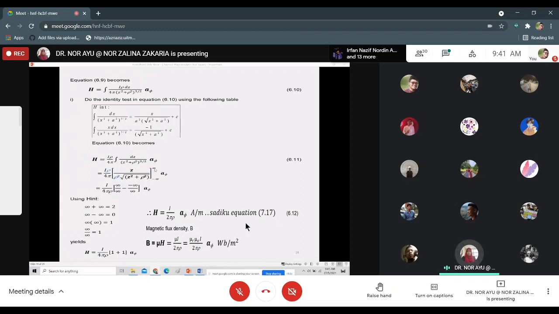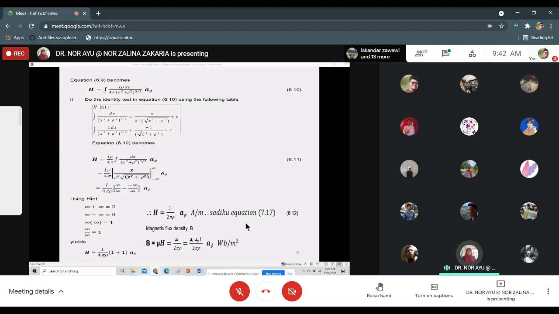And because we know that this line is starting from negative infinity to infinity, as they mentioned earlier, it is an infinite line current. So it is negative infinity to infinity. When you substitute it in, this will be 1 plus 1, which becomes 2. So from this you will get I over 4 pi rho, 1 plus 1 becomes 2. And then the 2 here you cancel with the 4. So you are just left with this one.